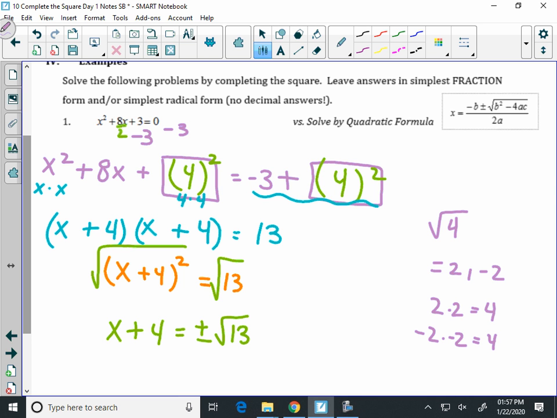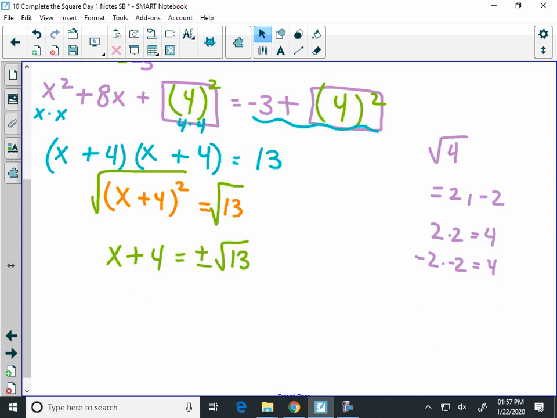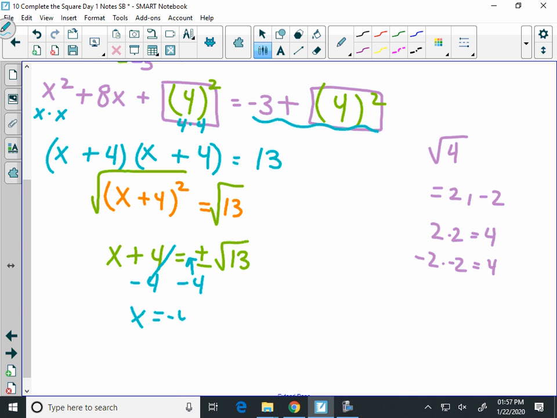Both. And then your final step is to move the 4 over. How are we going to move the 4 over? And when we do that, it just goes right in front of that plus or minus sign.